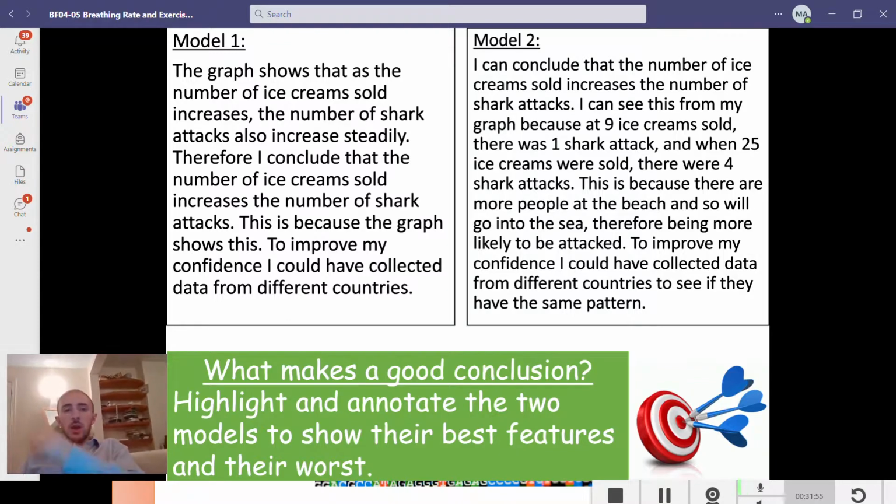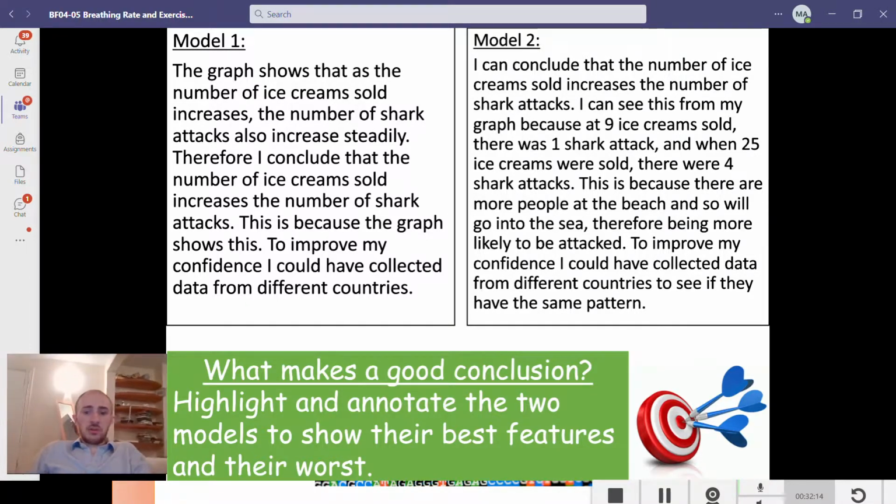Let's skip across. I can conclude the number of ice creams sold increases the number of shark attacks. Right, that's a good thing to write. To start off with a simple sentence explaining everything just saves time. I can see this from my graph because at 9 ice creams sold there was 1 shark attack. When 25 ice creams were sold there were 4 shark attacks.